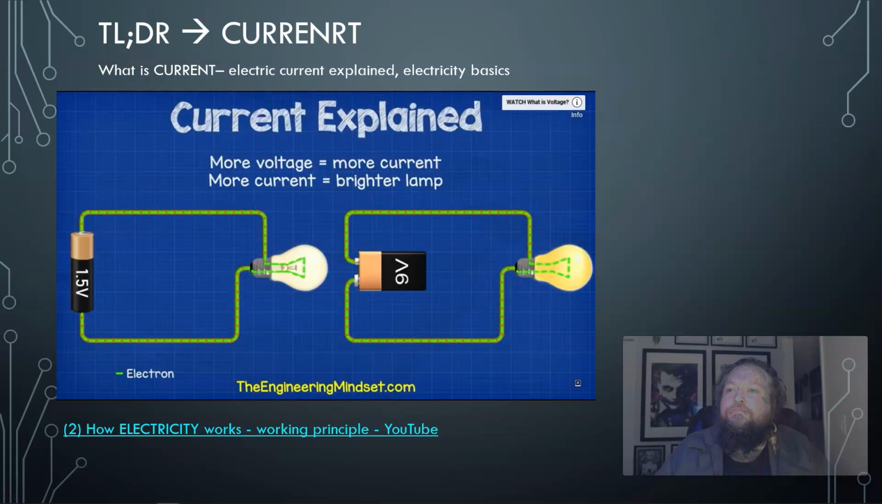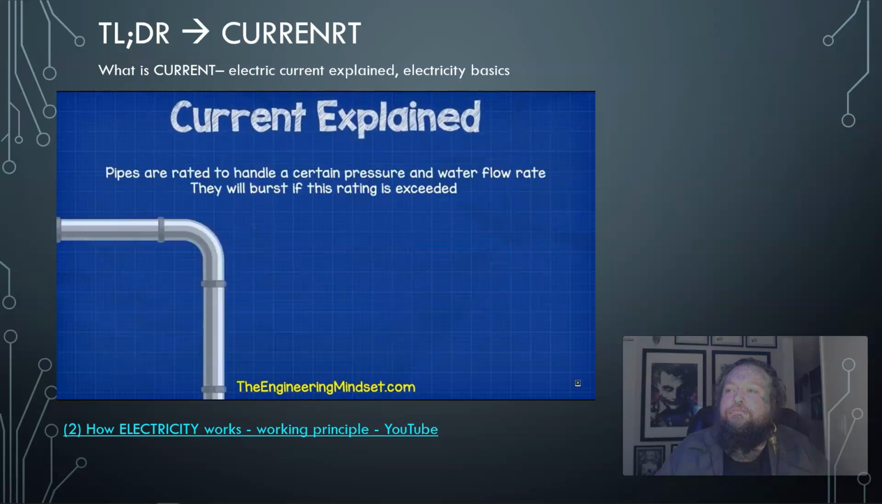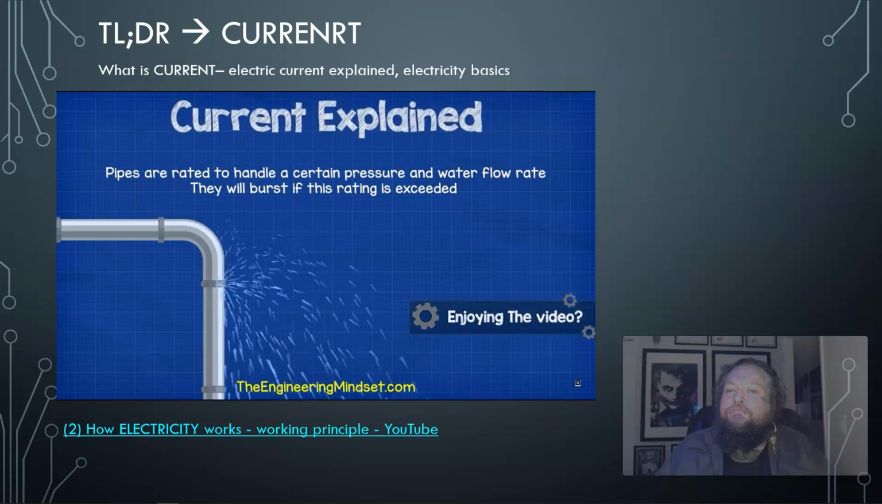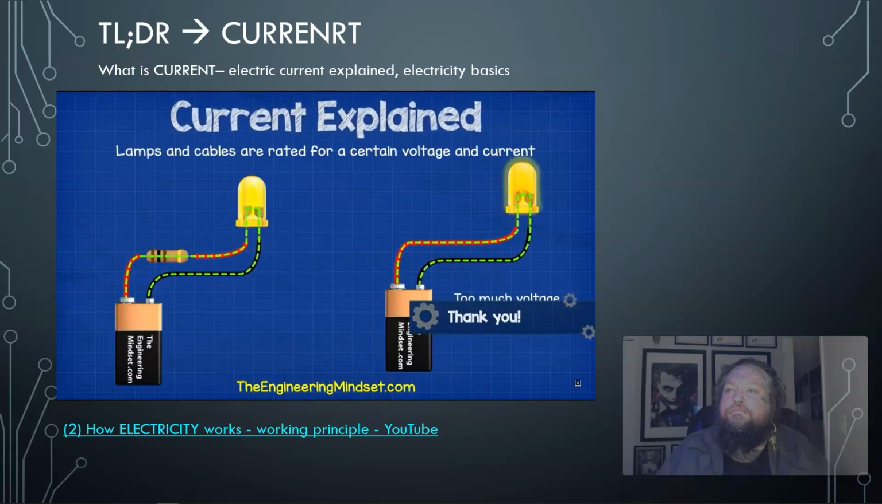So we need a lot of electrons to flow along a circuit and through our lamps to get them to shine brightly. However, the cable and lamps can only handle a certain amount of electrons passing through them. Just like a pipe is rated to handle a certain amount of water passing through it, or a certain pressure. If it exceeds this, then the pipe will burst. Likewise, if too many electrons pass through the cable or the lamp, then they will just burst or burn out.